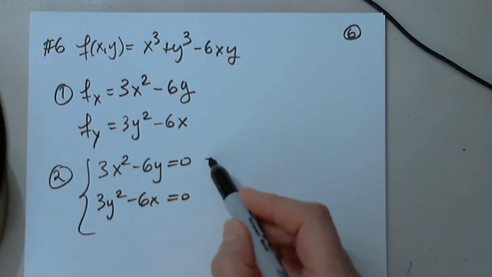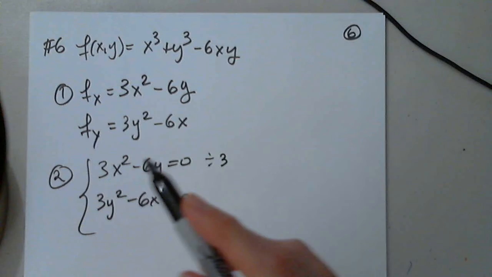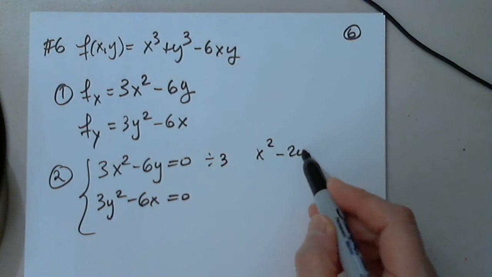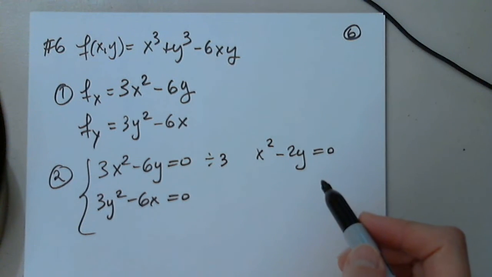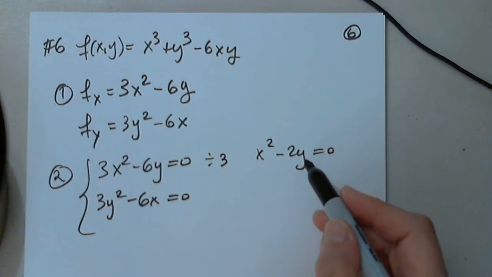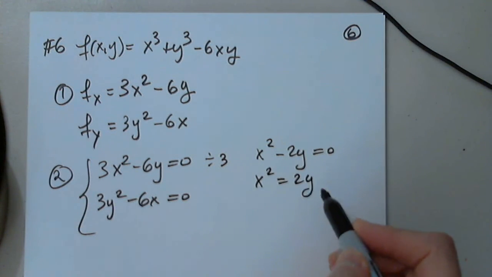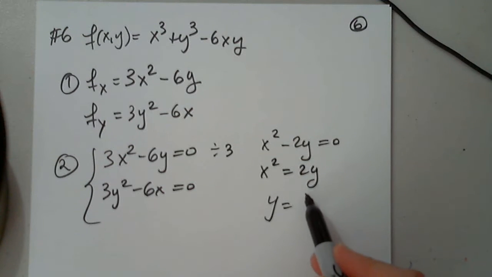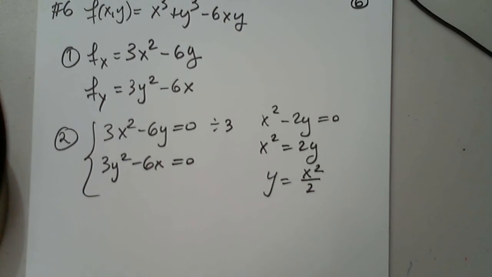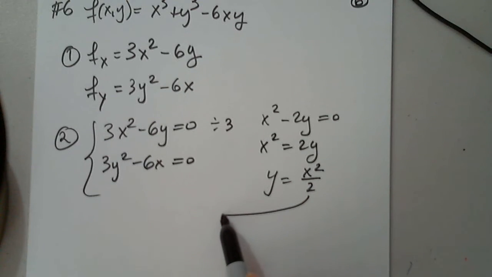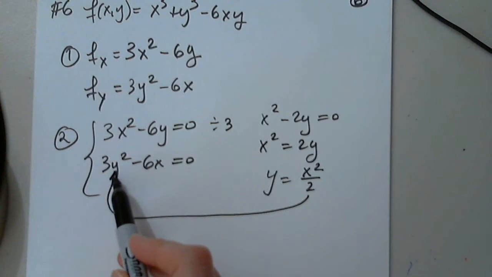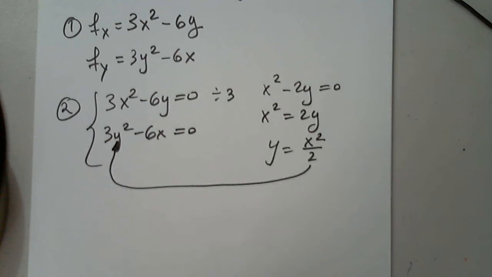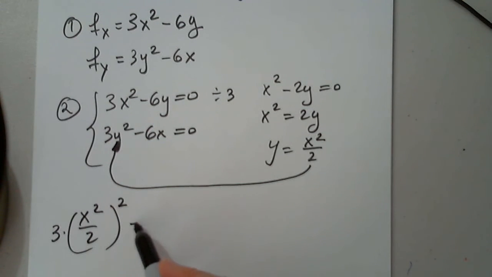One possibility here is, first of all, I divide by 3, and I get that x squared minus 2y equals 0, or y is x squared over 2. But now I have to put this in the second equation. So I have 3 times (x squared over 2) squared minus 6x equals 0.